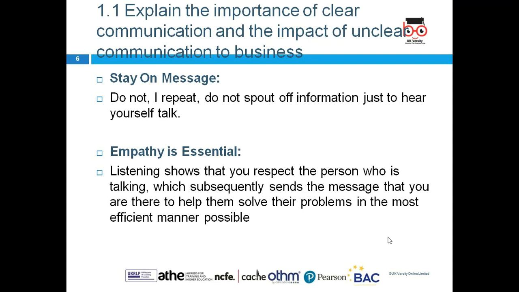And then empathize, respect the person you're talking to. Don't talk down to them. It doesn't matter if they're working as a cleaner or the CEO of the company. It doesn't matter if they're as well dressed as you or not, or if they're not looking their best at that time. Empathize and be respectful.